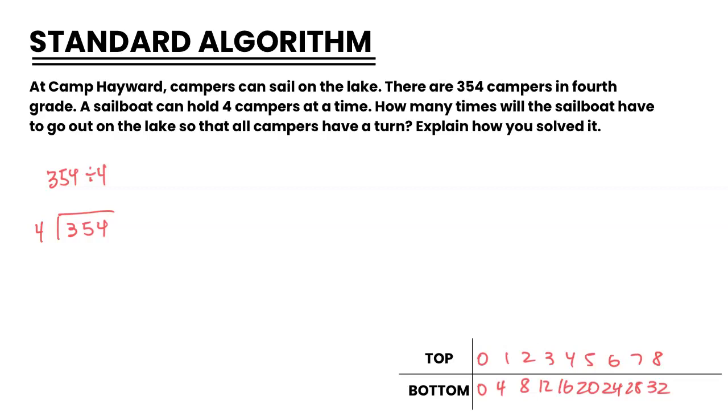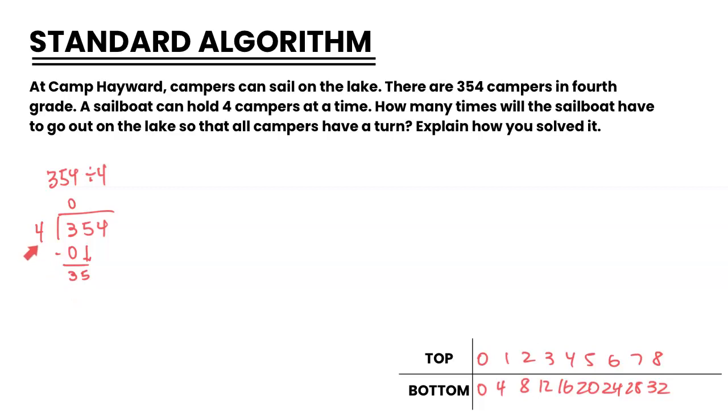Now we start the division process. How many times can 4 go into 3? Well, 4 cannot go into 3 evenly, so I'm going to put a 0 above that place value and multiply. 0 times 4 will give me 0, then subtract to give me 3, and bring down the next place value, which will be 5. Now I'm dividing again.